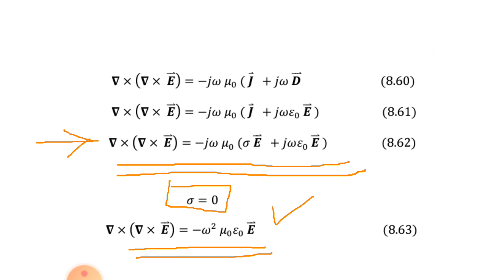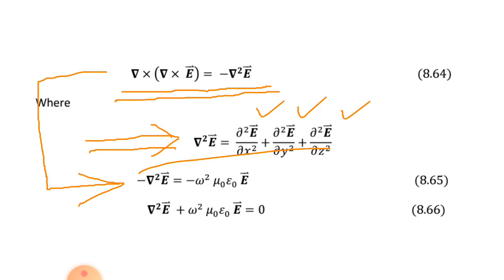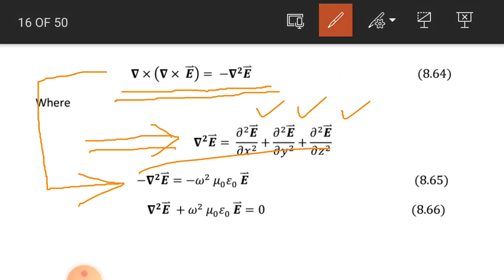Well, keep it in your mind that this sign is plus. Yes, this sign is plus, so this sign will be positive as well. If we simplify this equation, we get equation number 66: del square E plus omega square mu naught epsilon naught E is equal to zero.